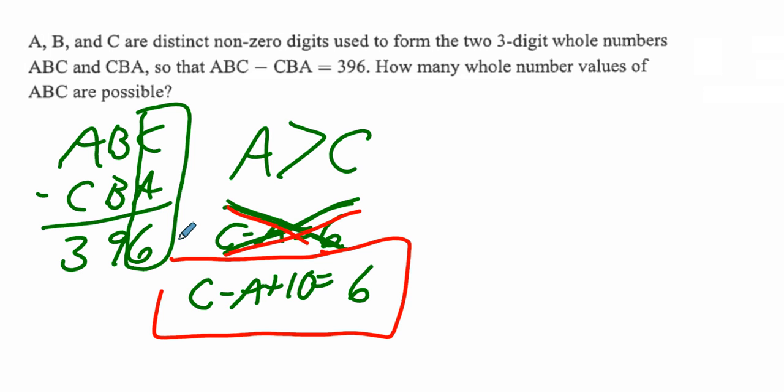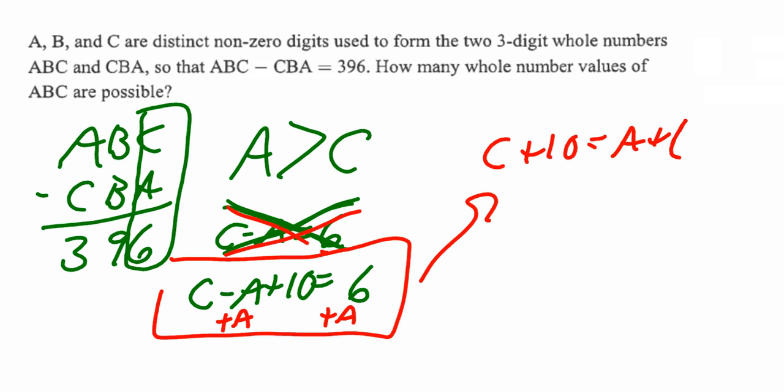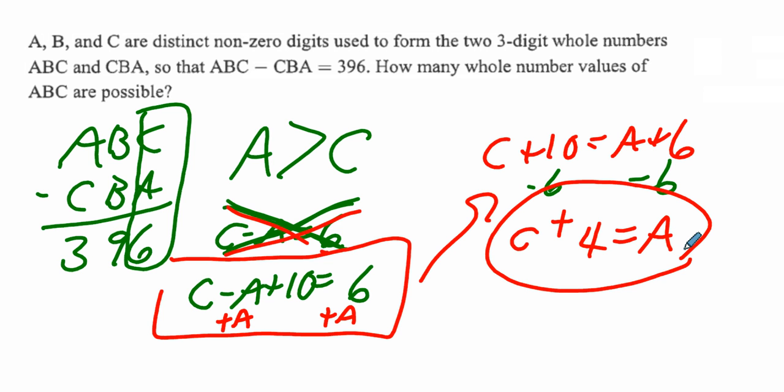So when we look at this and we want to try to figure out, let's say, solving for A. To solve for A, we want to add A to this side and add A to this side. So we'll end up with C plus 10 equals A plus 6. And then we want to subtract 6. So basically, we're just solving an equation here. So A will be C plus 4. That equation is going to be really helpful for you. So now we just start to go through what A could possibly be.